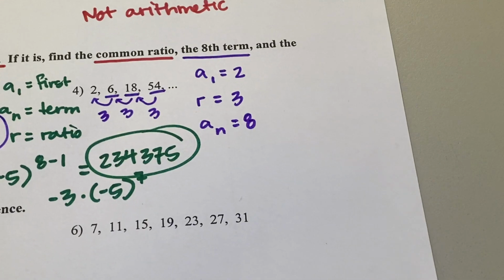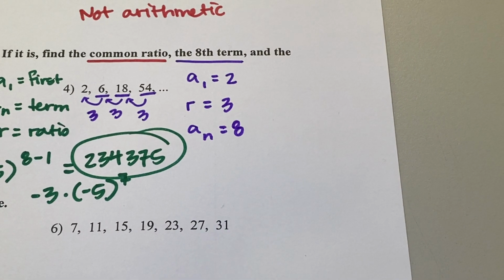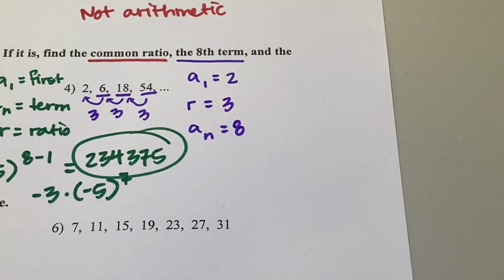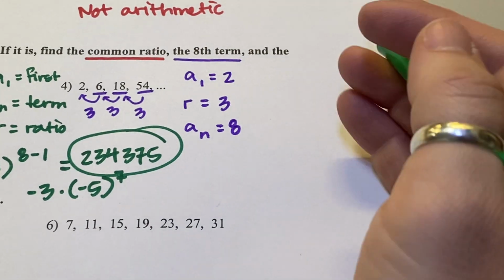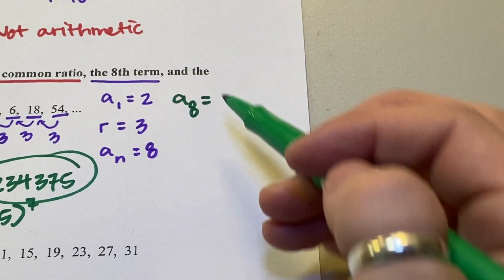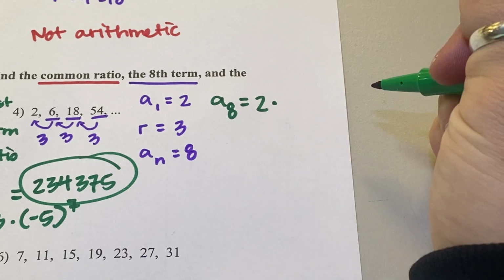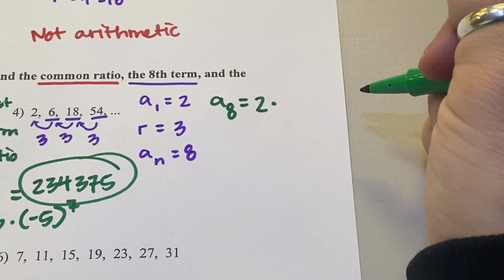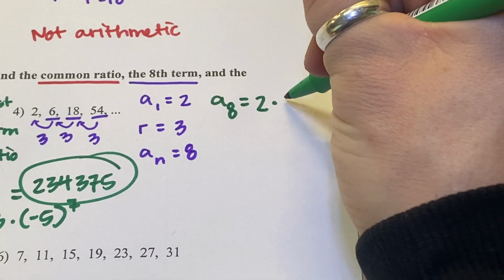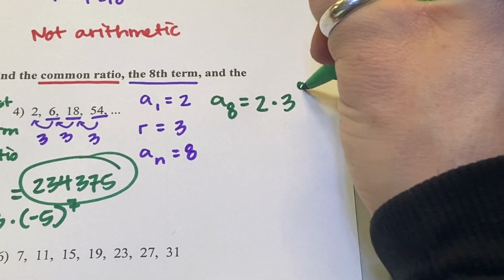Okay, so now let's plug it into our formula over here that we circled. Big important formula. I have A sub 8 again, and I'll do it in green again, right here where I have some room. A sub 8 equals my first term, which was 2, times my ratio, which is 3, to the power of 8 minus 1.